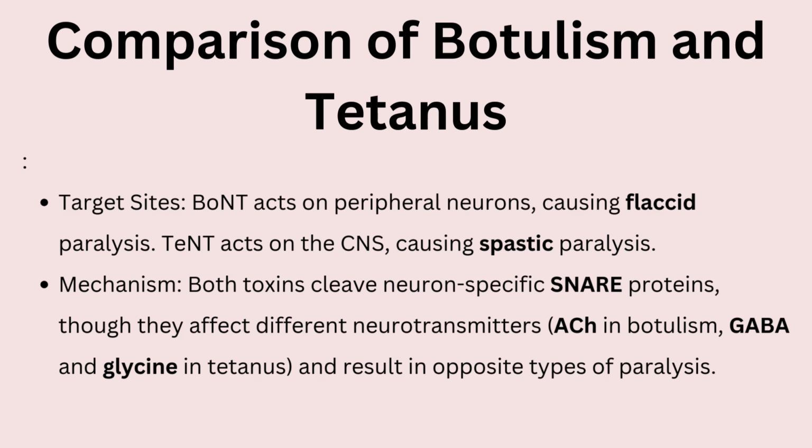Botulinum neurotoxin acts on peripheral neurons and causes flaccid paralysis, while tetanus toxin targets the central nervous system, leading to spastic paralysis. Both toxins cleave neuron-specific SNARE proteins, but botulism affects acetylcholine and causes muscles to relax, whereas tetanus blocks GABA and glycine, resulting in constant muscle contraction.